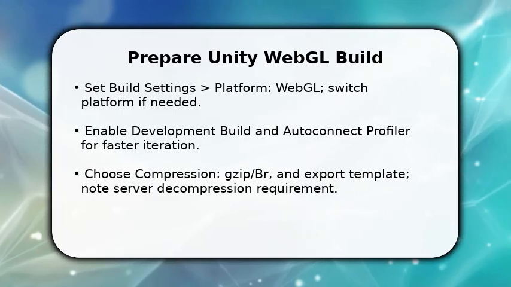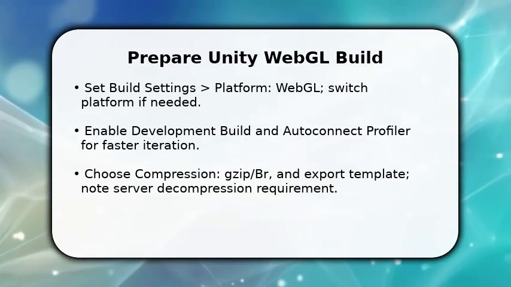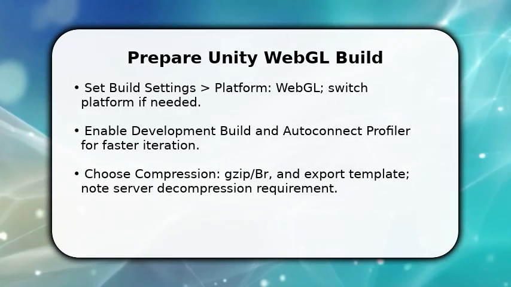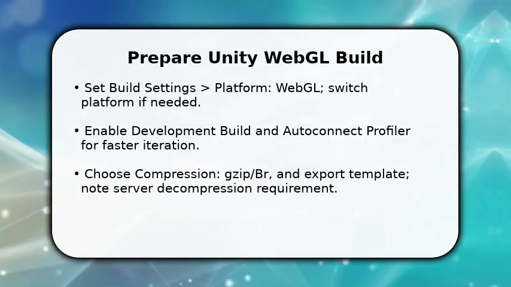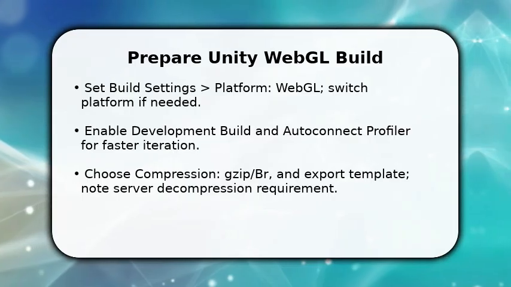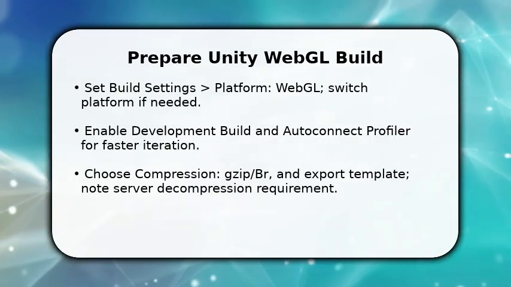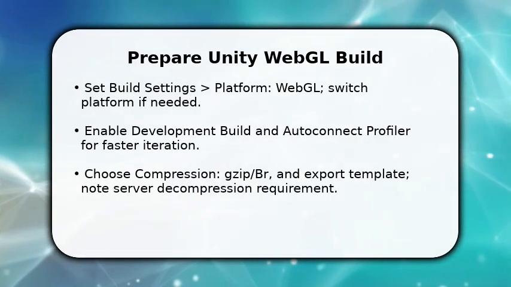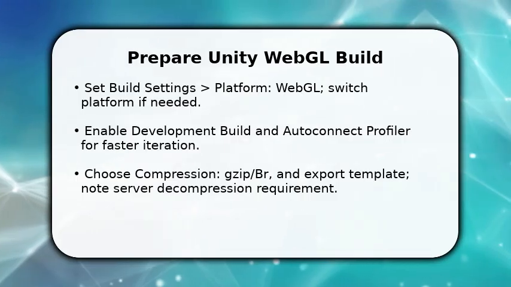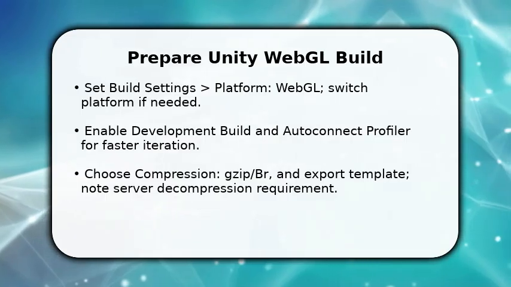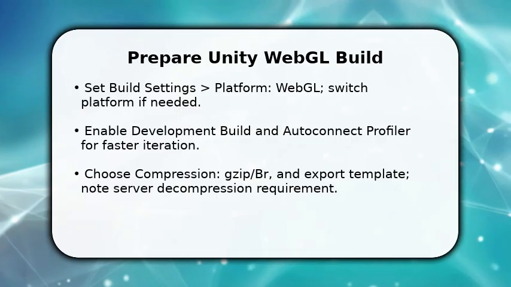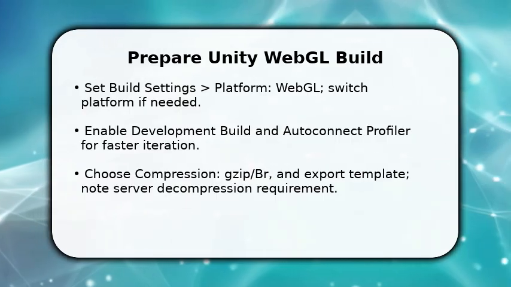Enjoy the video. You start by preparing the WebGL build inside Unity. Open Build Settings, switch to WebGL now, and pick a compression method, gzip or Brotli, because browsers expect decompressed assets. Enable Development Build and Auto-Connect Profiler for live debugging and faster iteration. Also pick an appropriate WebGL template for your runtime needs. Once done, click Build and Run to export the folder.